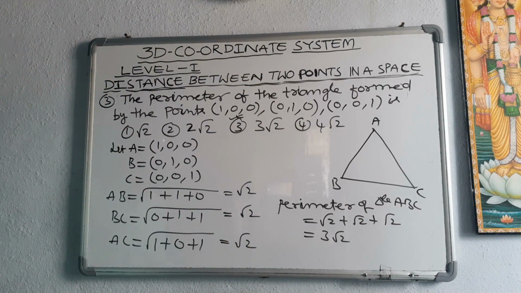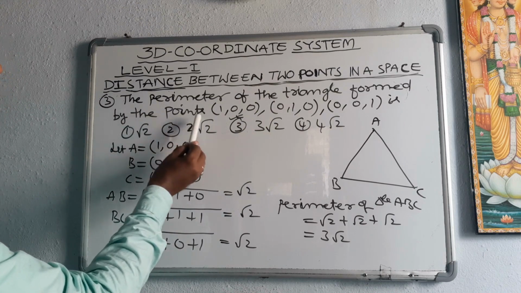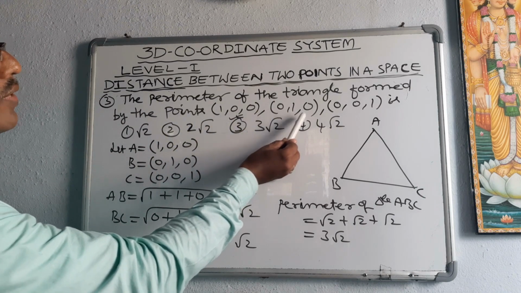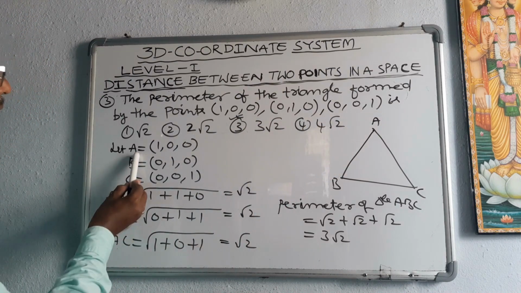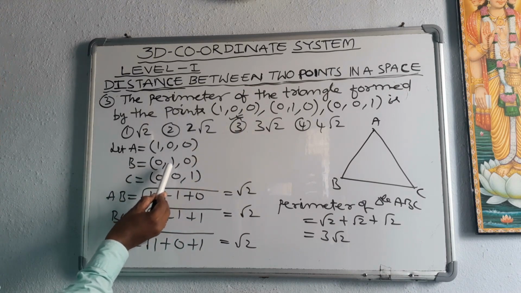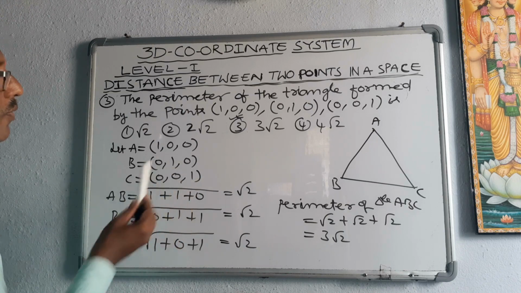Again explain the question. Here the perimeter of the triangle formed by the points (1, 0, 0), (0, 1, 0), (0, 0, 1). Let A equal (1, 0, 0), B equal (0, 1, 0), C equal (0, 0, 1).